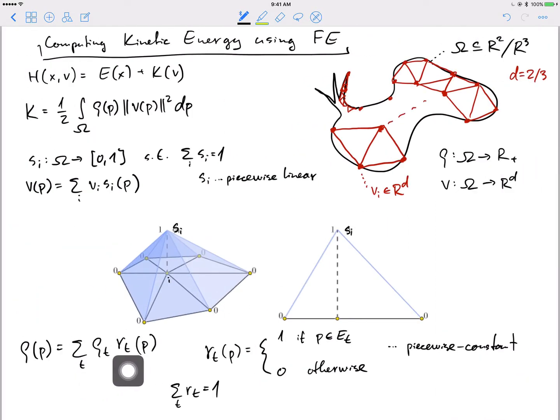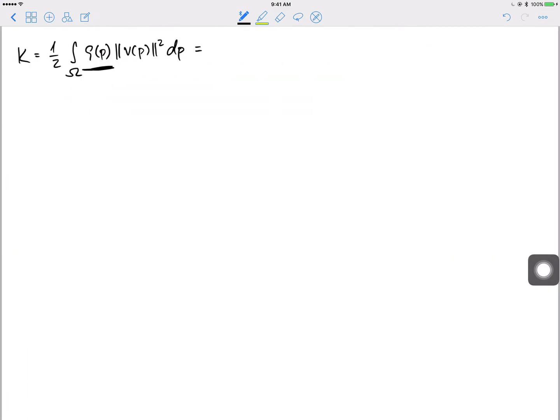The sum over t, rho t, RTP. That's my approximation for the density, my finite element approximation for the densities. So this will be 1/2 of the integral. Let me do that very slowly. This will be the sum over t of my sampled densities, and those will be the corresponding shape functions, okay? And this is still multiplied, of course, with this thing that needs to stay there, and this is still integrated over the domain.